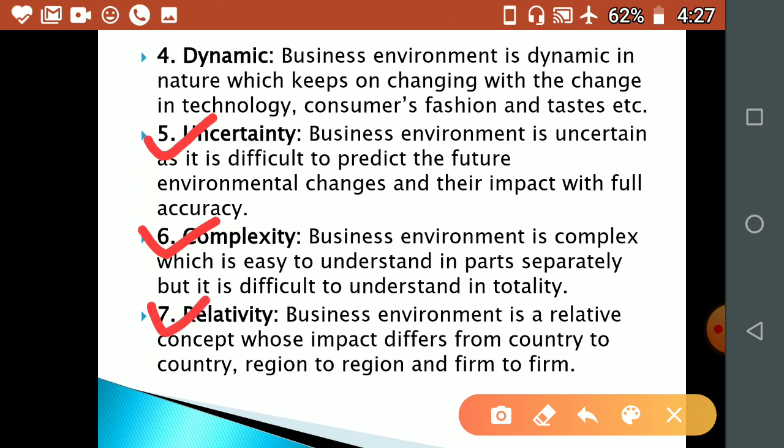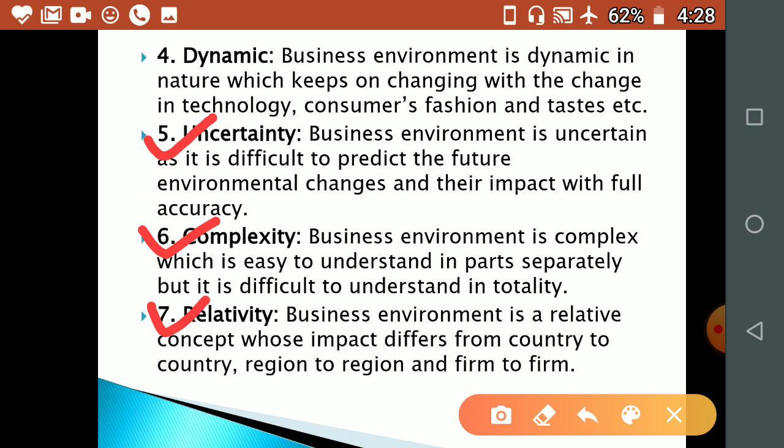Seventh, we have relativity. The business environment is a relative concept whose impact differs from country to country, region to region, and firm to firm. The nature of force and the impact on a business organization is always different from country to country, because every country has its own rules and regulations for doing business.